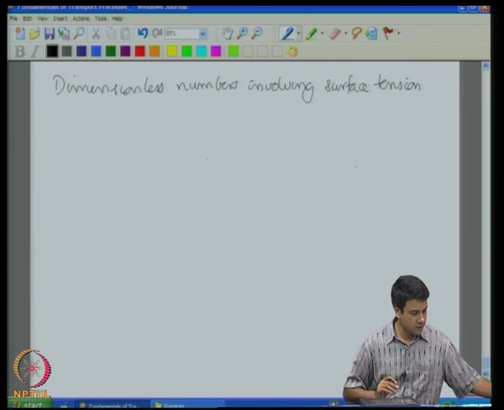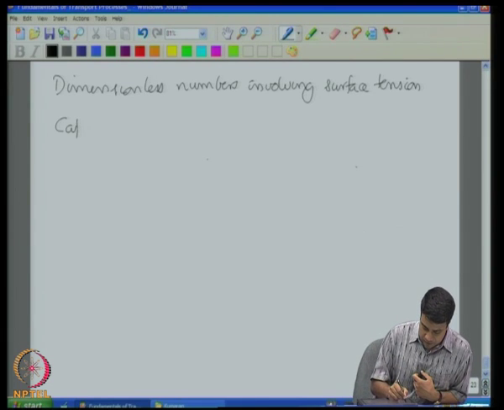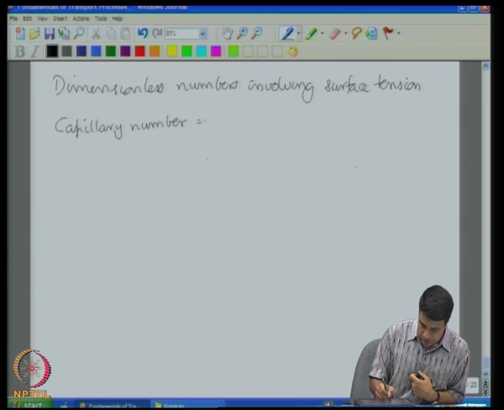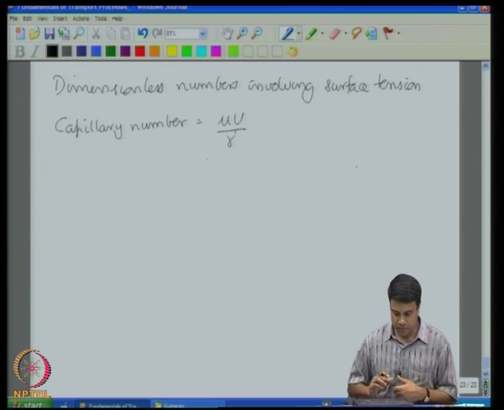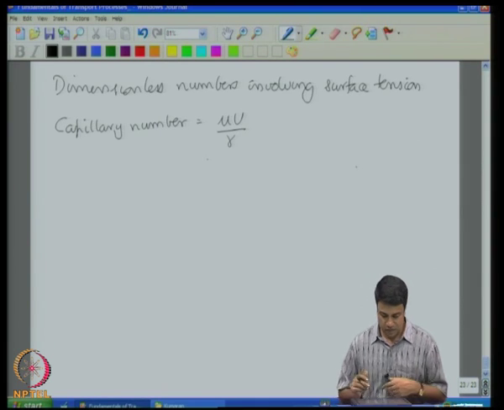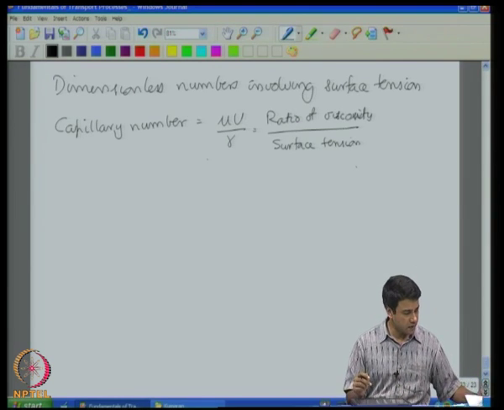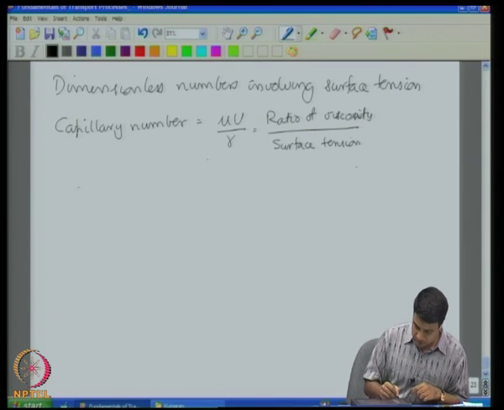So, the dimensionless numbers that involve surface tension are called the capillary number and the Weber number. The capillary number is written as mu u by gamma, where gamma is the surface tension, mu is the viscosity and u is the characteristic velocity. So, this is a ratio of viscosity divided by surface tension. And one can also have a ratio of inertia and surface tension, and that is what is called the Weber number.